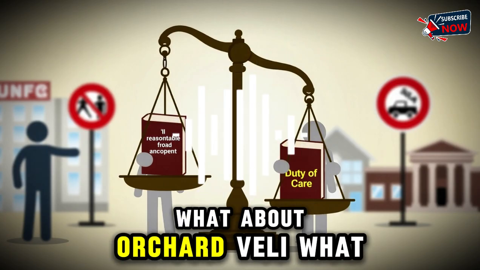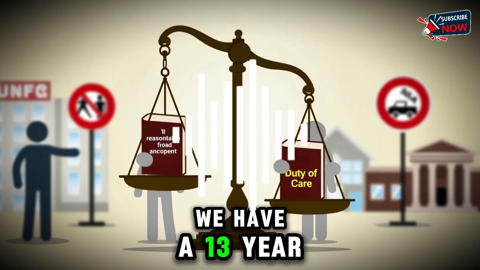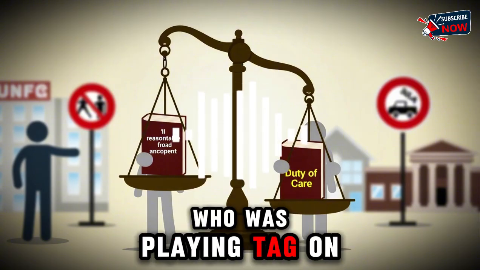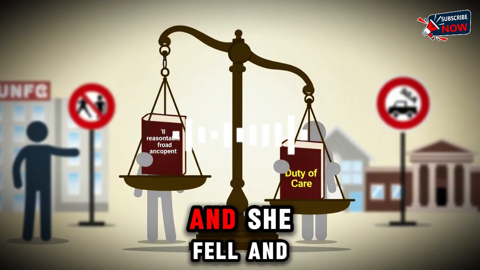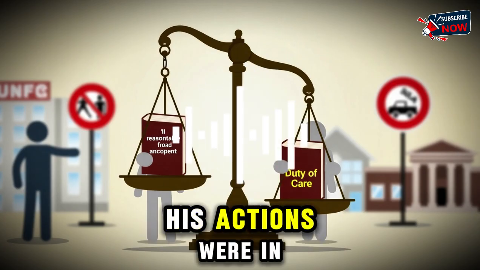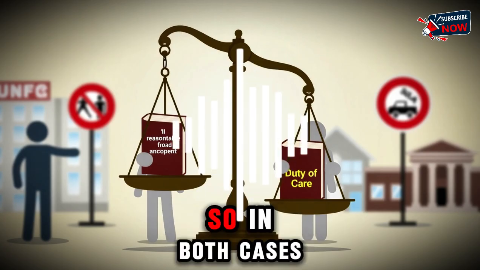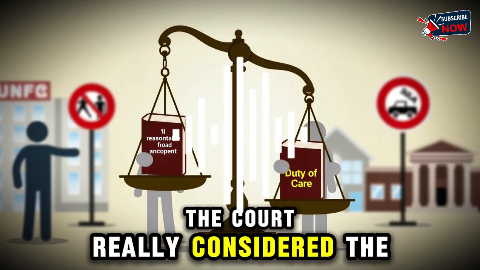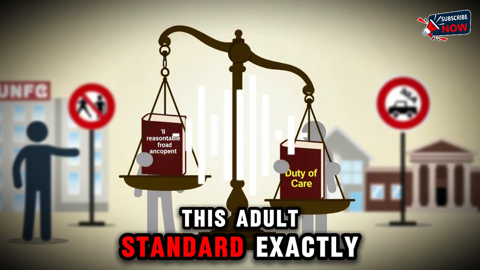Okay, what about Orchard v. Lee? What happened there? So in Orchard v. Lee, we have a 13-year-old boy who was playing tag on the playground. He collided with the playground supervisor, and she fell and injured herself. And again, the court said his actions were in line with how a reasonable 13-year-old would behave during a game of tag. So in both cases, the court really considered the kids' age and their developmental stage. They weren't held to an adult standard.